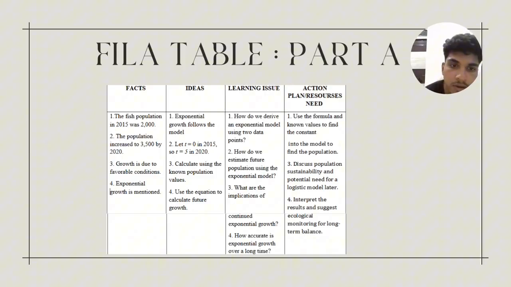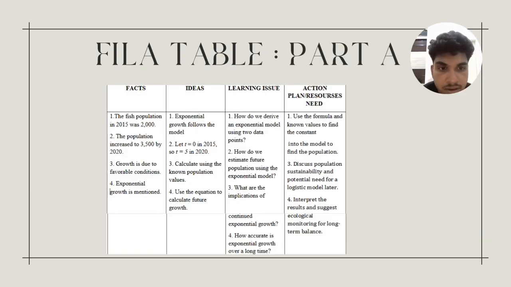Learning issues. First one, how do we derive an exponential model using two data points? How do we estimate future population using the exponential model? What are the implications of continued exponential growth? How accurate is exponential growth over a long time?